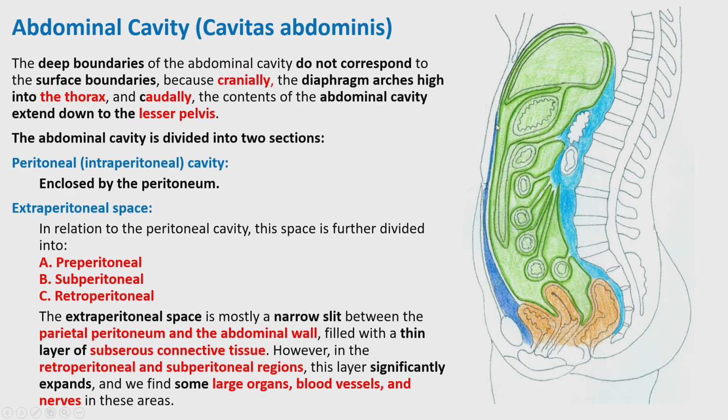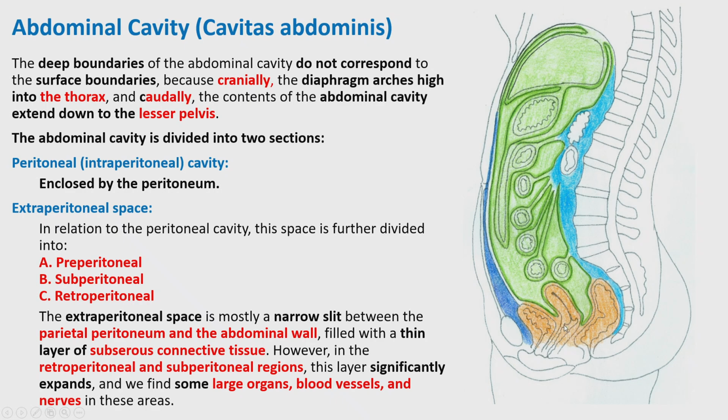And what is, except this green one, is extraperitoneal cavity. This extraperitoneal space or cavity either is in front of the green, which is peritoneal, the periperitoneal space, or behind the peritoneum, this blue is the retroperitoneal space, or below the peritoneal cavity in the pelvic region, which is called infraperitoneal or subperitoneal area.